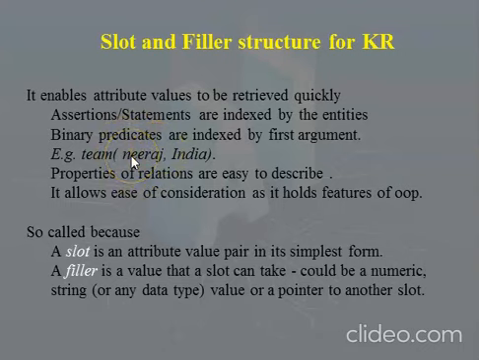argument or first statement. And the properties of relations are easy to describe by the use of the slot and filler structure, because the attributes and their values are mapped in a table format. So we can easily describe the properties of relations between objects. It allows ease of consideration as it holds features of object-oriented programming. So the data is given importance in these types of representations.